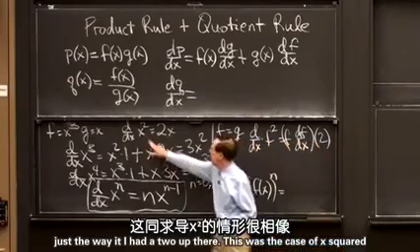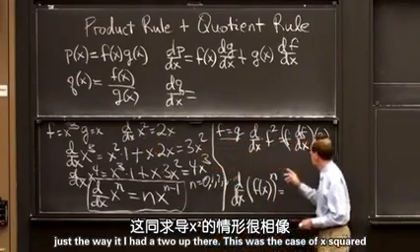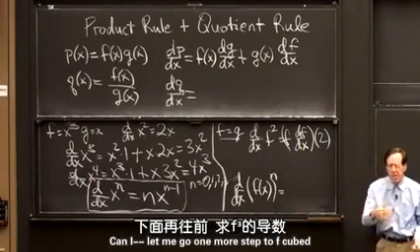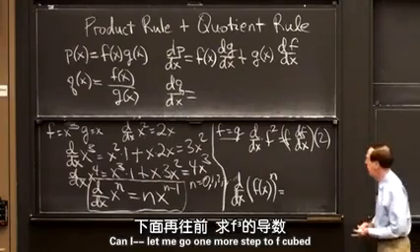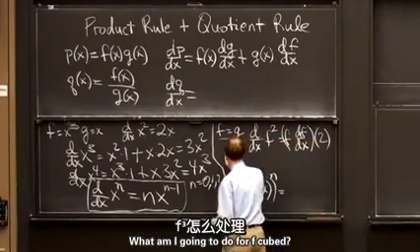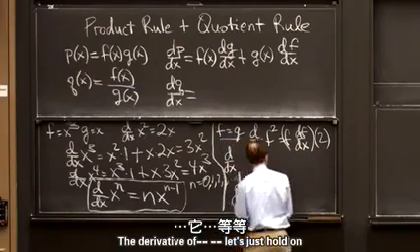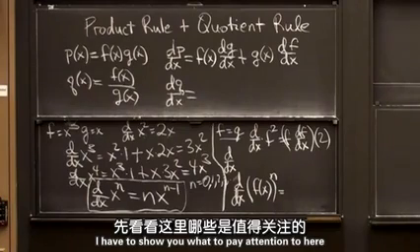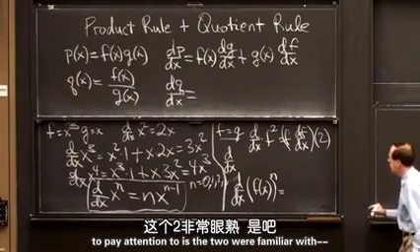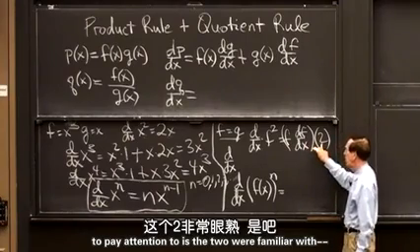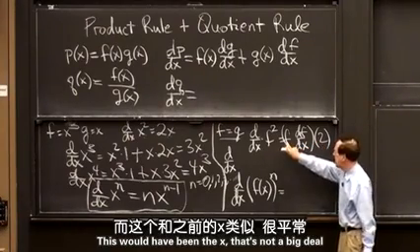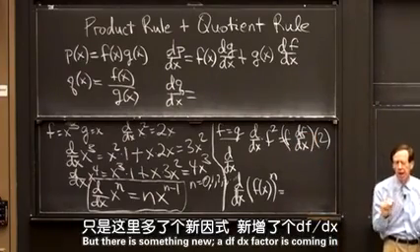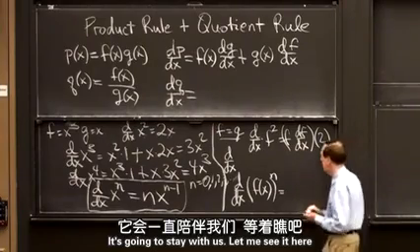This was the case of x squared. This is the case of f of x squared. Let me go one more step to f cubed. What am I going to do for f cubed? But let's hold on. I have to show you what to pay attention to here. The 2 we're familiar with; this would have been the x. That's not a big deal. But there's something new. A df dx factor is coming in. It's going to stay with us.